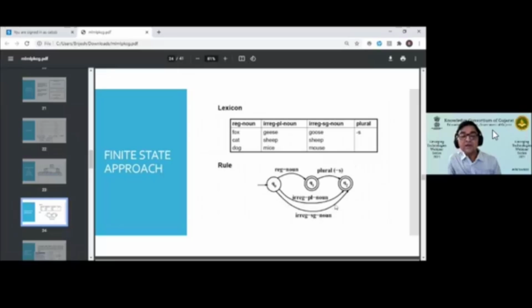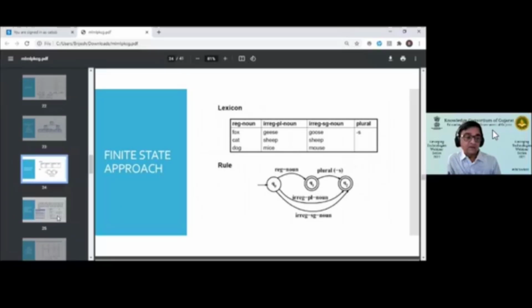So for that you need to directly jump. I guess the irregular singular should come to Q1. So for every accepting state of different morphology types, you have one acceptance state, and you define the rule, like which alphabet you see as inflection and jump to a particular state. That is the finite state based approach.